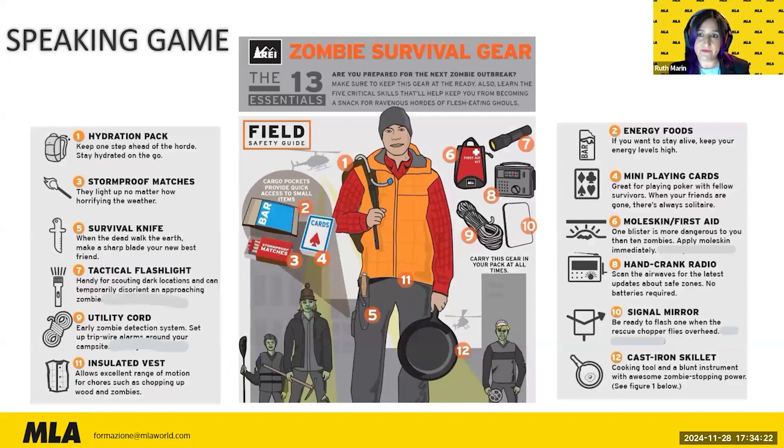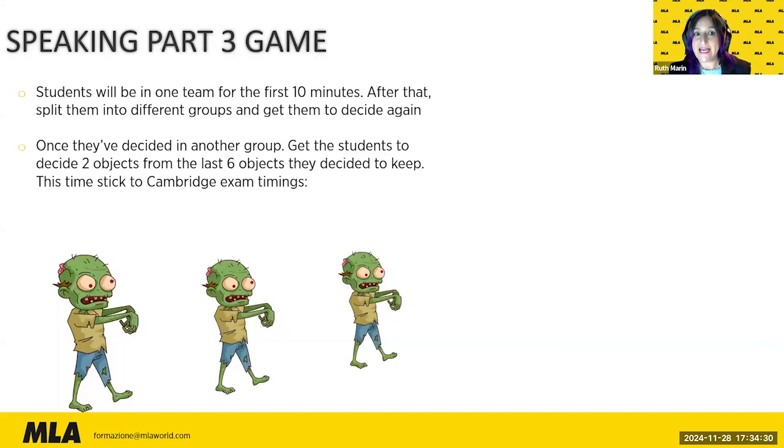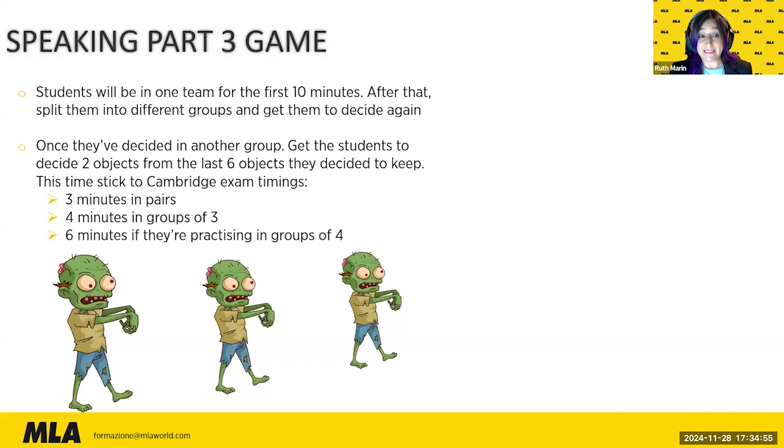From these, in the first group, they decide on 6. Then I move them to another group, and they again decide on 6. And after they've done that, they need to choose only 2. And this time, you need to stick to Cambridge exam timing. Okay, how long do they get? 3 minutes? 2 minutes? Just make sure you give them the timing. 3 minutes in pairs, 4 minutes in groups of 3. 6 minutes if they're practicing in groups of 4.